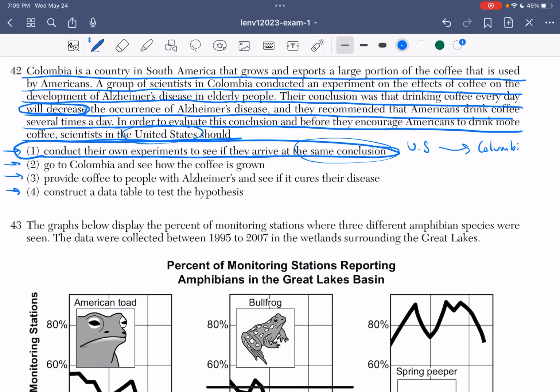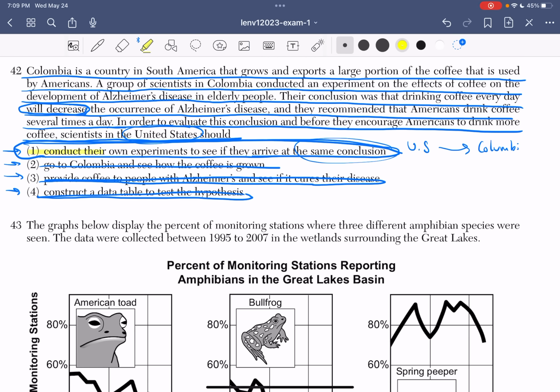Go to Colombia and see how coffee is grown? No. Provide coffee to people with Alzheimer's and see if it cures their disease? You can't cure a disease with coffee. Are you kidding me? Construct a data table to test a hypothesis. You need more than that. You need to do the entire experiment and see if you get the same conclusions as was discovered in Colombia.